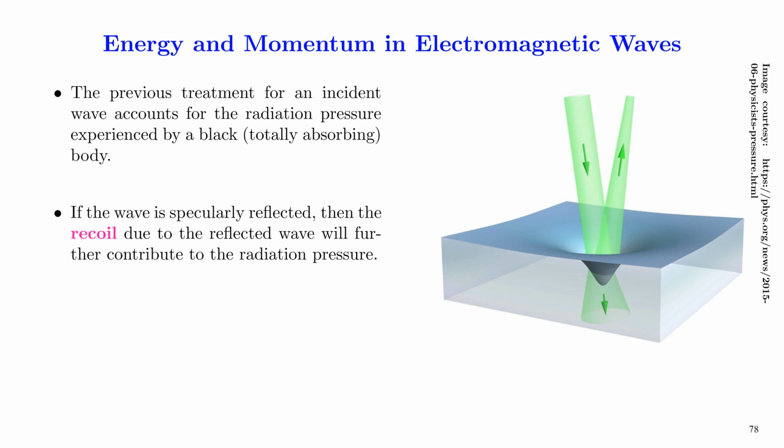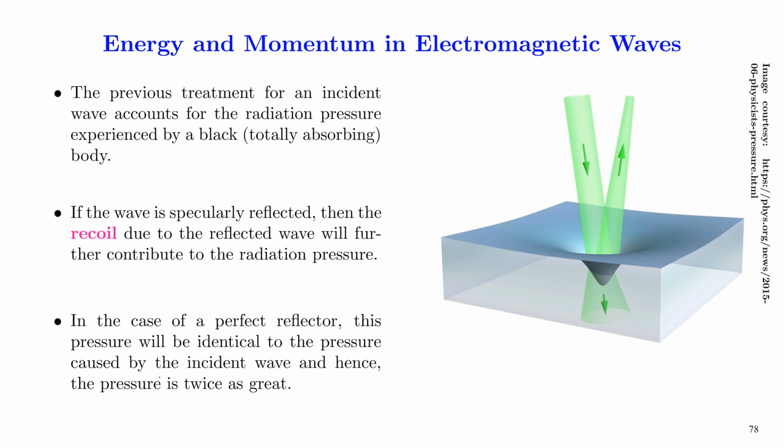If the surface is a reflecting one, then the waves that are incident on the surface will be specularly reflected. Because of the recoil due to the reflected wave, the surface will further feel a contribution to the radiation pressure. In the case of a perfect reflector, this recoil pressure will be identical to the pressure caused by the incident wave, and hence the net pressure on reflecting surfaces will be twice the incident one.